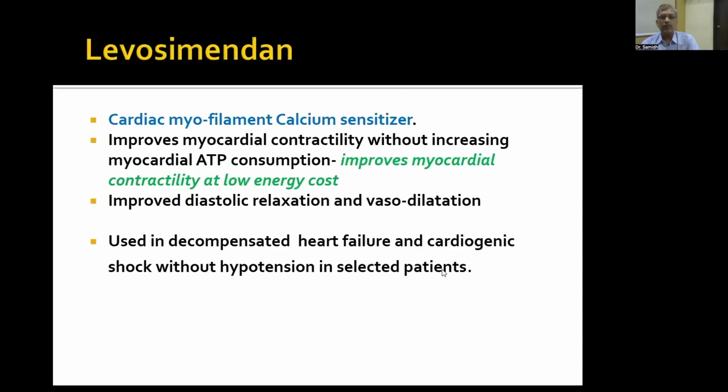Levosimendan is another good novel agent. It is a cardiac myofilament calcium sensitizer, and it improves myocardial contractility without increasing myocardial ATP consumption, so it improves contractility at a low energy cost. It also improves diastolic relaxation and causes vasodilatation, and it is used in decompensated heart failure and cardiogenic shock without hypotension in selected patients. But nowadays it is not available.